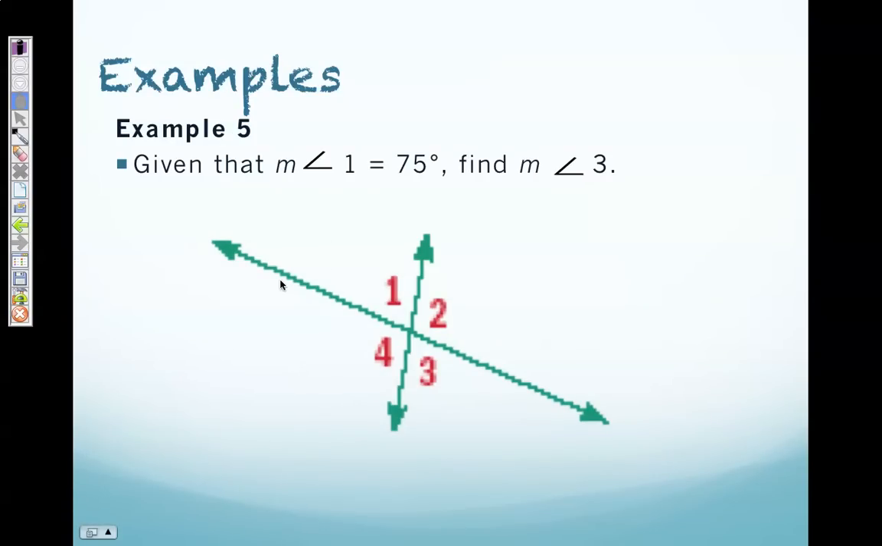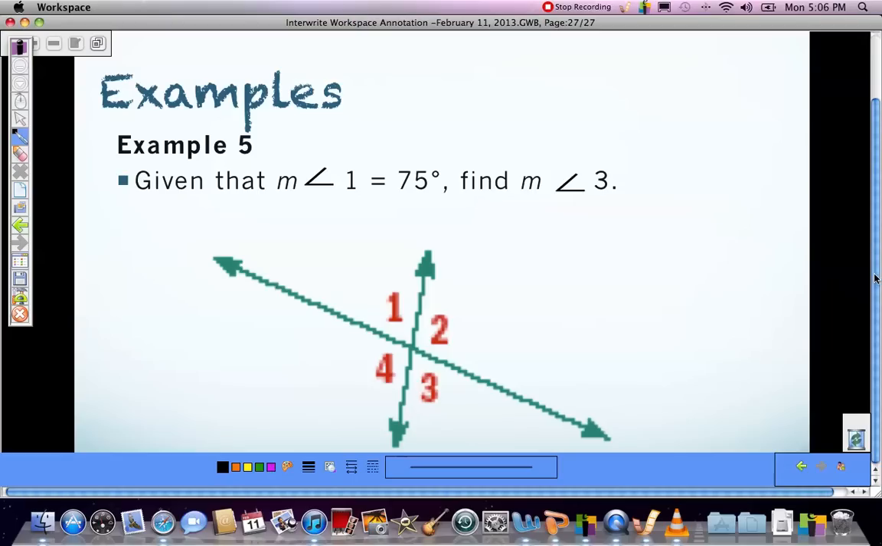All right, example 5. Given that the measure of angle 1 equals 75 degrees, find the measure of angle 3. What I would do, given the situation, is we know that angle 1 is 75 degrees. So write 75 degrees right there on your paper next to number 1. They want us to find the measure of angle 3, and you need to analyze your picture and ask yourself, how are 1 and 3 related? Well, these are vertical angles because they are directly opposite of one another. And we learned earlier in this lesson that vertical angles are congruent. So if angle 1 is 75 degrees, then the measure of angle 3 is also 75 degrees.